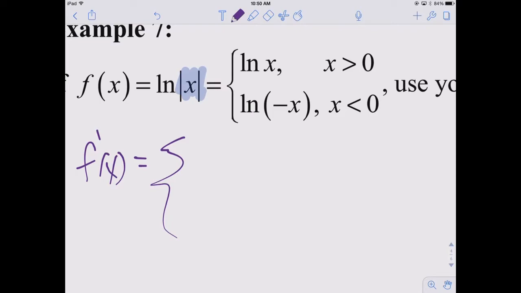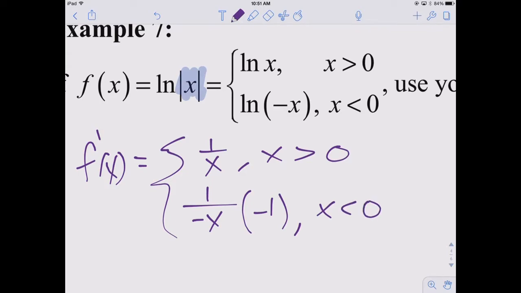Okay. So now that we have a piecewise function, I can take a piecewise derivative. Let's do the top piece first. What's the derivative of the natural log of x? 1 over x. We actually derived that yesterday, so we know that's legit. And on the bottom, we got the natural log of the blob. It's a chain rule, right? What's the derivative of the natural log of the blob? 1 over the blob times the chain rule, the derivative of the blob. What's the derivative of negative x? -1. And that's good everywhere to the left of 0.